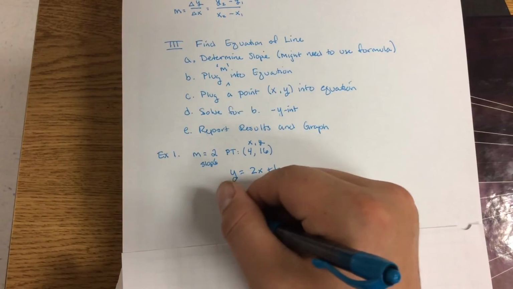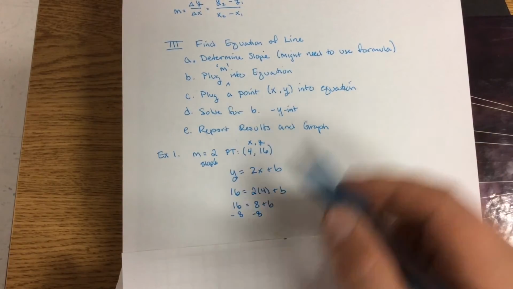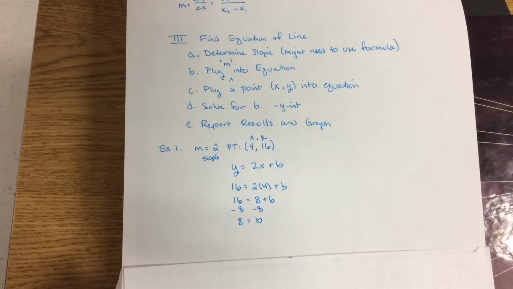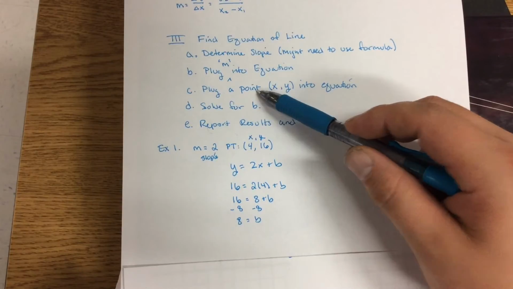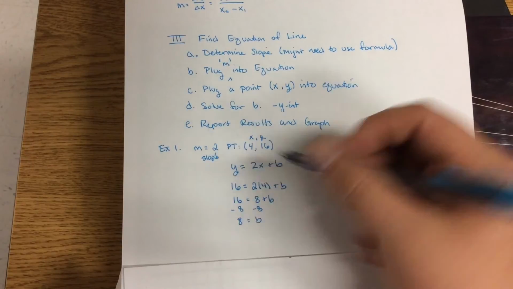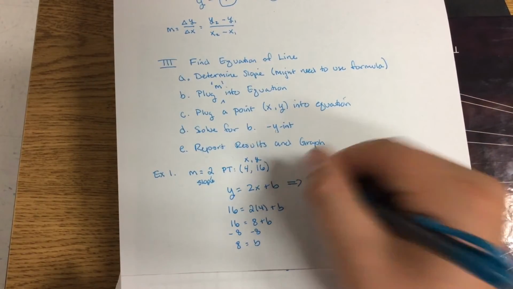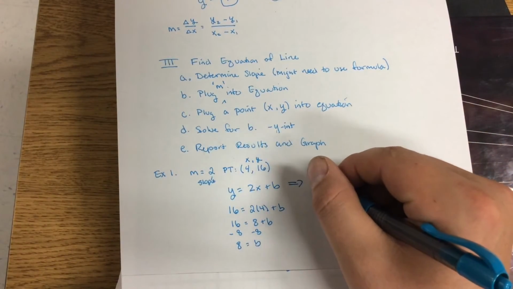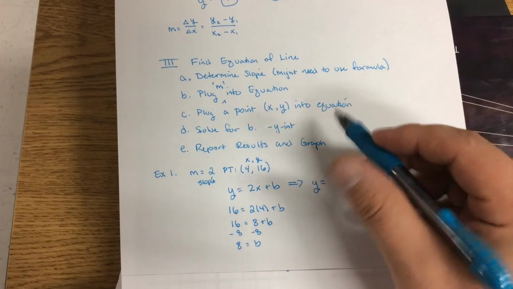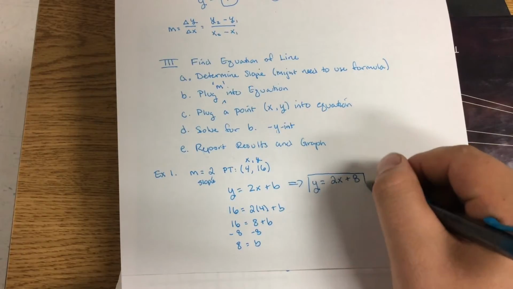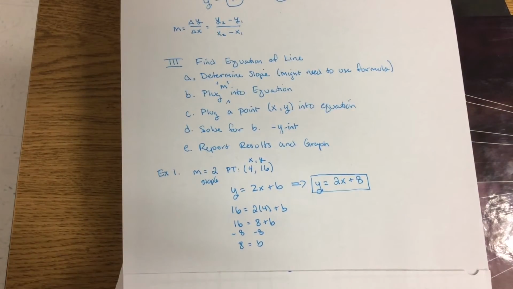And now we're going to subtract 8 on both sides to solve for b. This is negative 2 equals b. So let's see, we've done plug in the point. We have now solved for b. Now we need to report our results. So let's go back up to this equation, the y equals 2x plus b. And now we know the answer for b. So the equation of this line is y equals 2x minus 2. And in the interest of time, I'm not going to graph this, but this is what you would do. You would go and graph this bad boy.